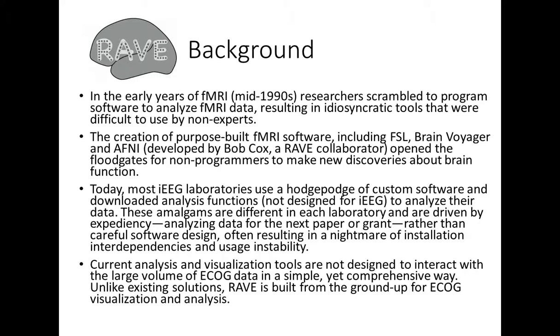Why we need RAVE is best understood with analogy to another new technique, fMRI, which started to become popular in the mid-1990s. At that time, there were no software packages for analyzing fMRI data, so each lab was forced to develop their own set of idiosyncratic tools. This was a big obstacle to progress because this was difficult and scientists had to spend a lot of time developing software tools, which was not their area of expertise, rather than doing experiments. So with the creation of purpose-built fMRI software like FSL, Brain Voyager, and especially AFNI, which is developed by one of our collaborators, Bob Cox, non-programmers and non-engineers could do experiments and analyze fMRI data to make discoveries about the brain.